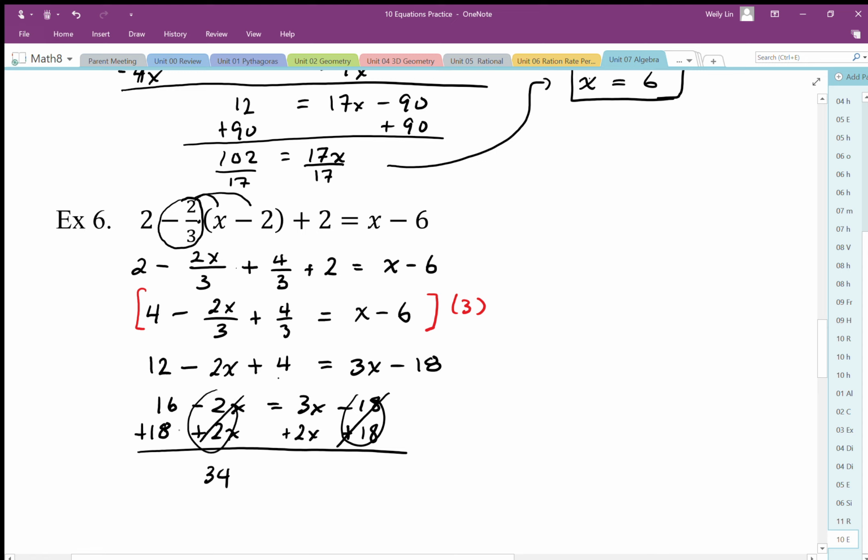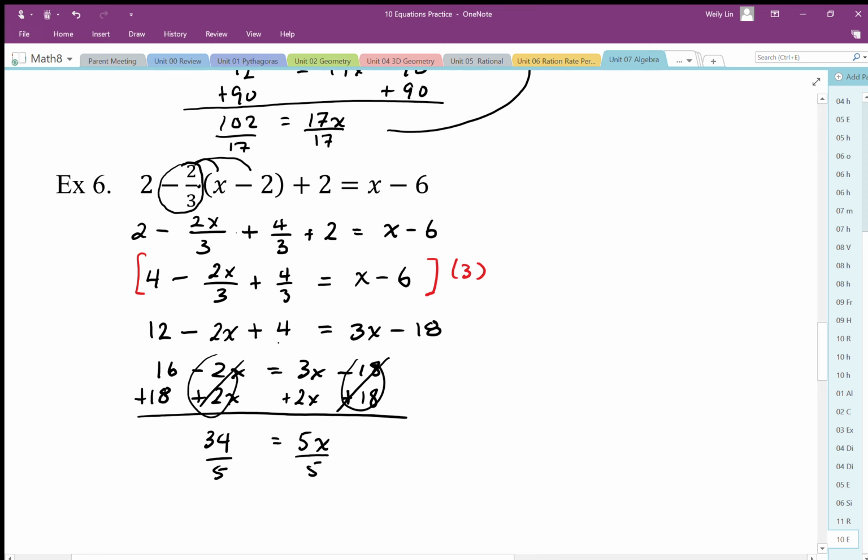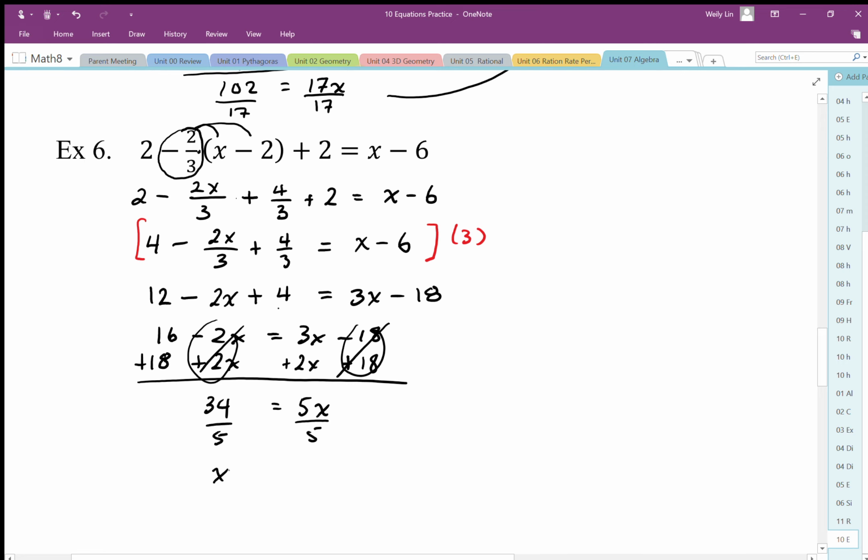Again, notice that I can show my calculations vertically. Make sure you keep your equals. 3x plus 2x is 5x. Divide by 5, divide by 5. My final answer is x is equal to 34 over 5. Now you can leave that as an improper fraction. This does work out to be 6.8.